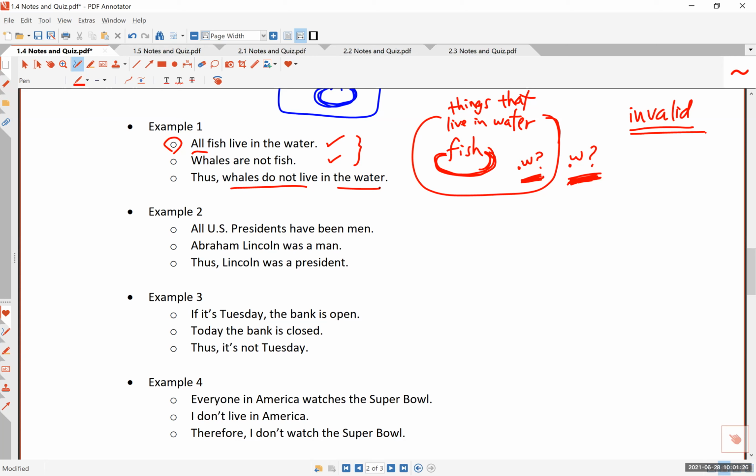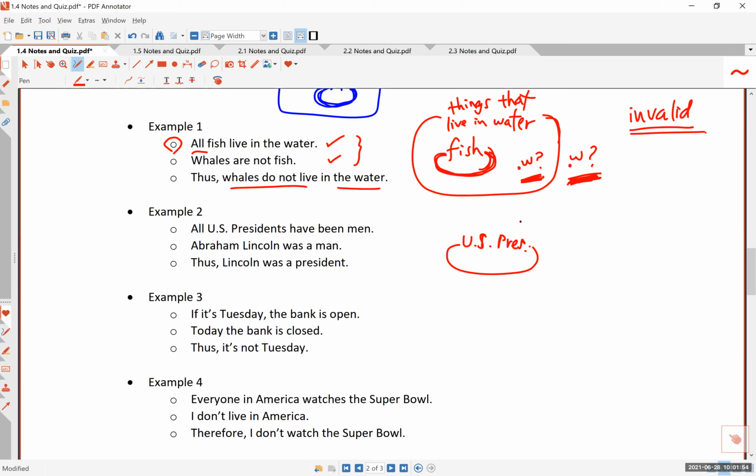All US presidents have been men. That small or short sentence by itself allows you to draw two circles because you see the two sets of people, US presidents. This is a very small set of people, right? Only about 40 some people, depending on how you count, because one of those people is counted twice, Grover Cleveland.